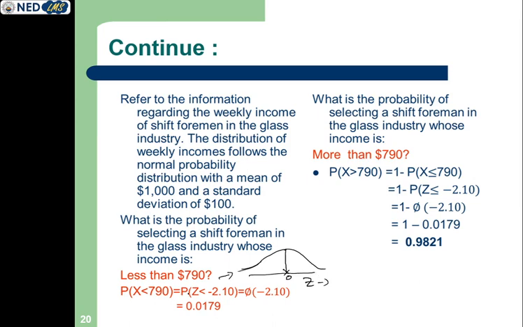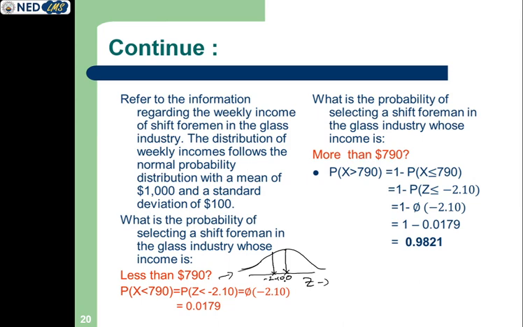After that, see where the x converted into the z. For example, this is z, x converted into the z. What is the value? Minus 2.10. So where is minus 2.10? From the left side of this graph, minus 2.10.